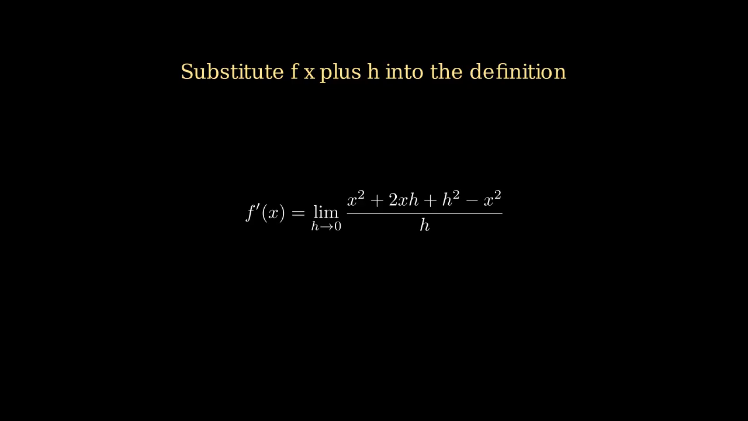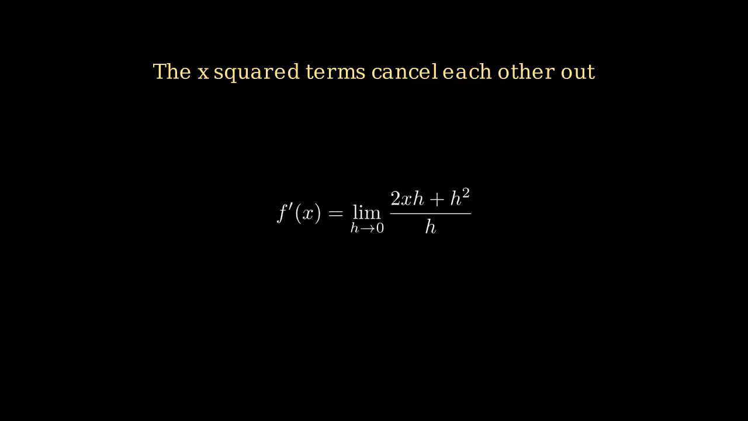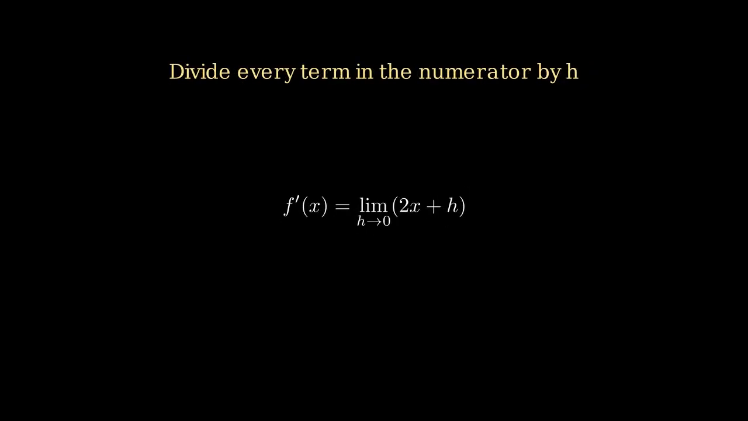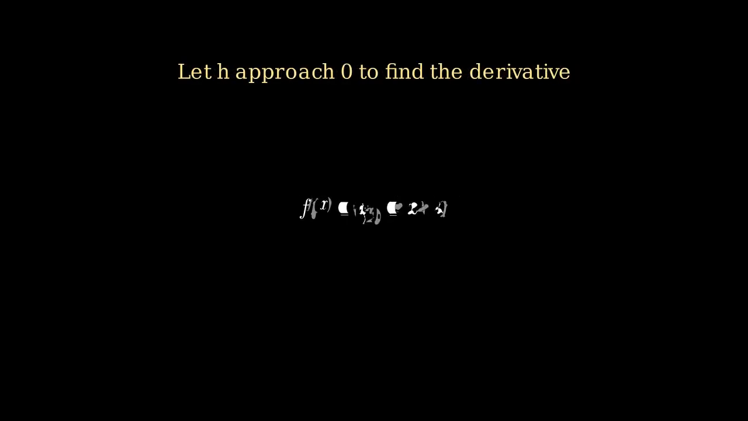The x squared and minus x squared cancel out, leaving the limit as h goes to 0 of 2xh plus h squared divided by h. Dividing every term by h gives the limit as h goes to 0 of 2x plus h. Now we let h go to 0 so that h term simply disappears. This gives us f prime of x equals 2x. That is the derivative of x squared, found entirely from first principles.